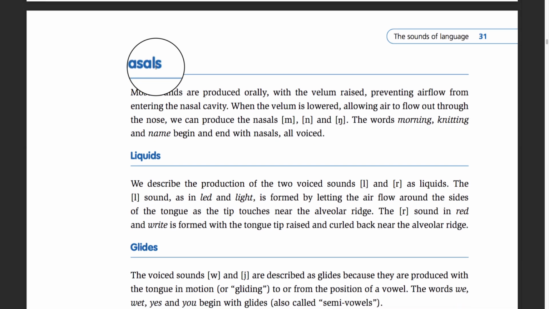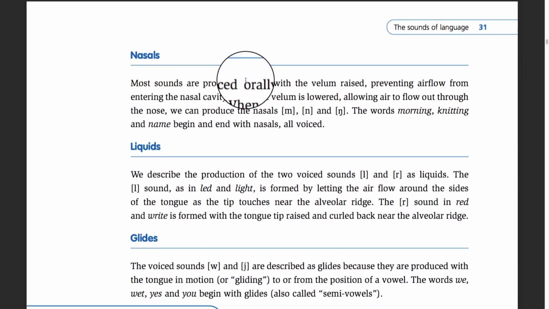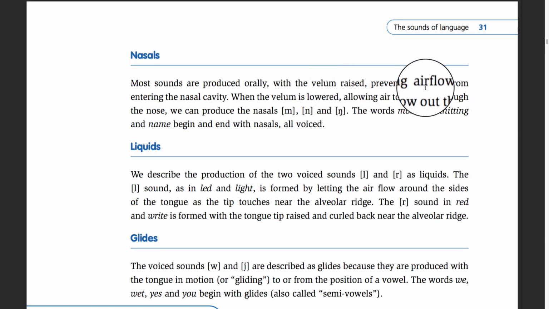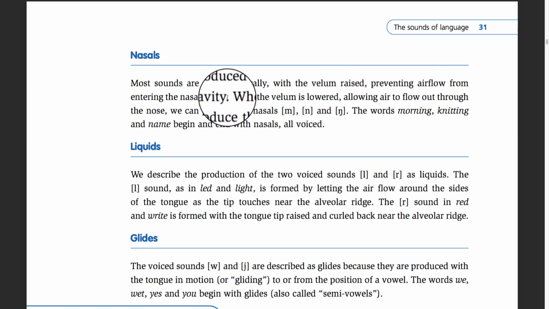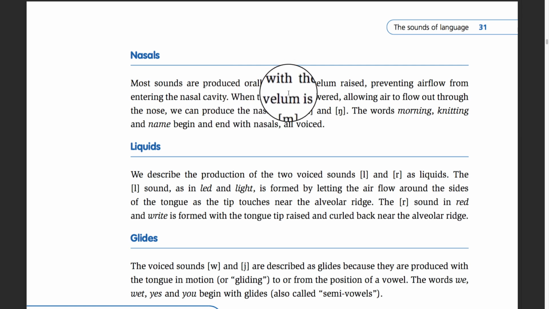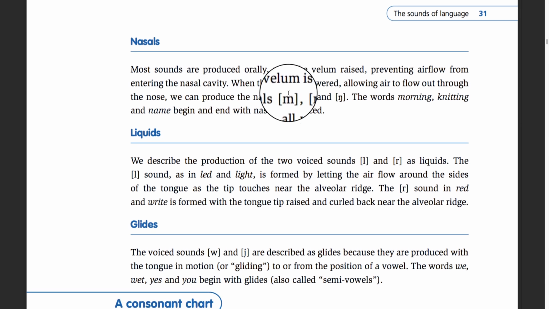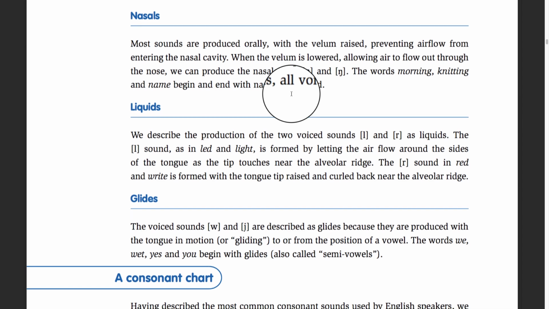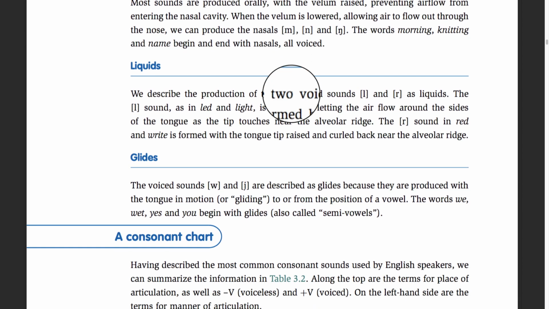Nasals، اللي هي الأصوات الأنفية. Most sounds are produced orally، بالفم. أغلبية الأصوات تنتج لكن بعض الأحيان with the velum raised, preventing airflow from entering the nasal cavity. When the velum is lowered, allowing the air to flow out through the nose. مثلا the words morning, knitting, and name begin and end with nasals, all voiced.